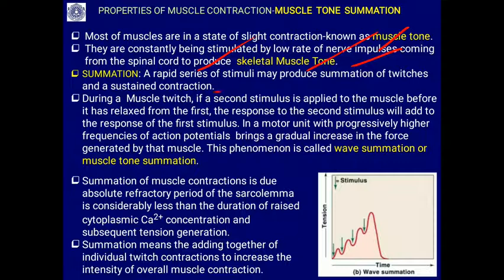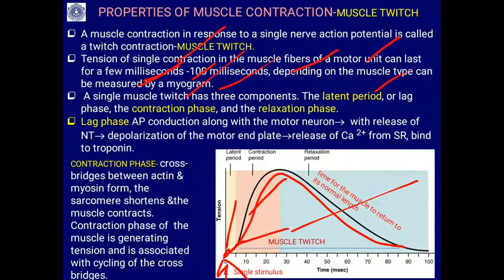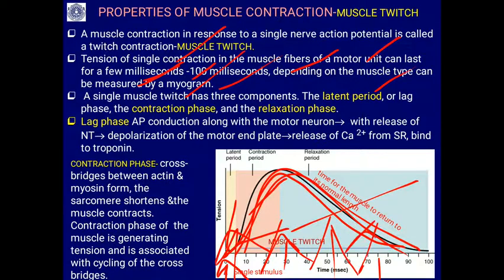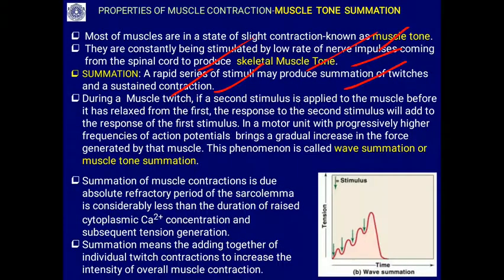Summation means a rapid series of stimuli that produce summation of the twitches and sustained contraction. This is a single twitch, with all these phases. If several stimuli are applied, there is a fusing of all these. This is called summation, a rapid series of stimuli. There are so many stimuli, so the muscle twitches are going to fuse now.